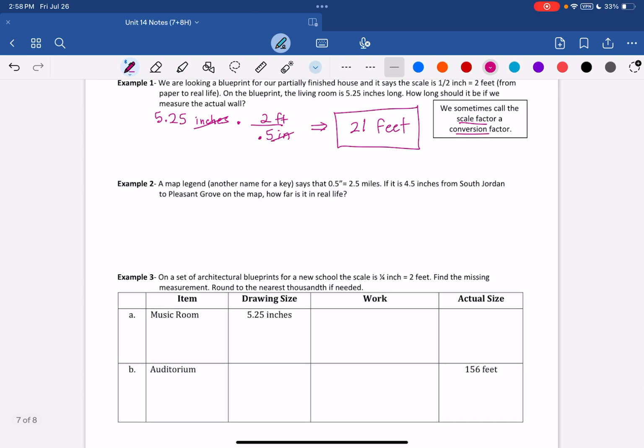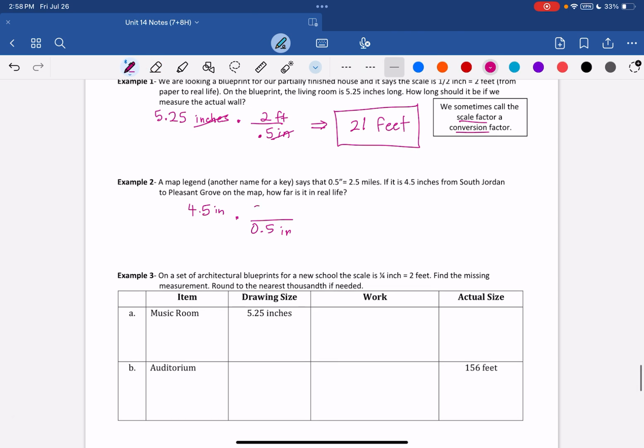A map legend says that a half inch equals 2.5 miles. If it is 4.5 inches from South Jordan to Pleasant Grove on a map, how far is it in real life? So 4.5 inches, we want inches to go away, so we're going to put that on the bottom. Sorry, that's not an equal, it's a multiply. And that's going to be 2.5 miles. We want inches to go away. We multiply, and we would get 22.5 miles.